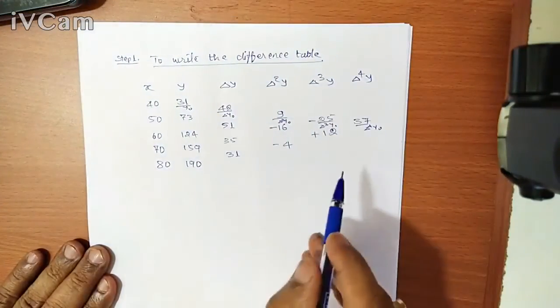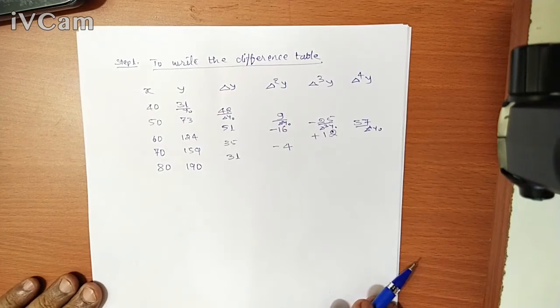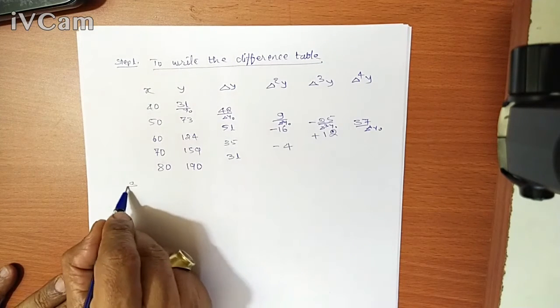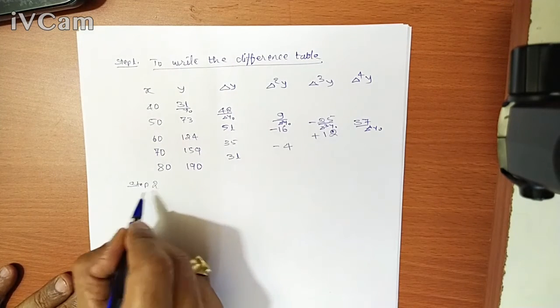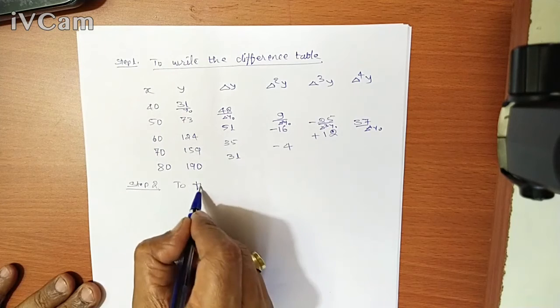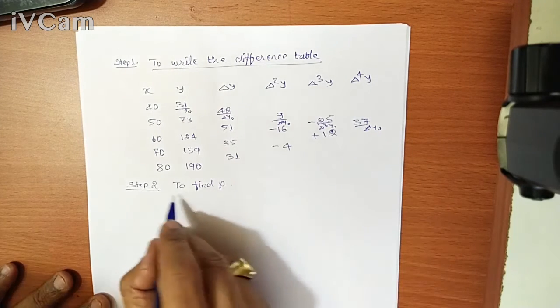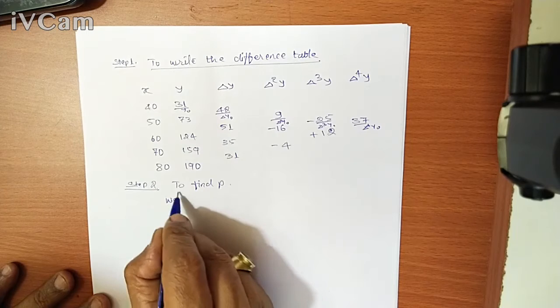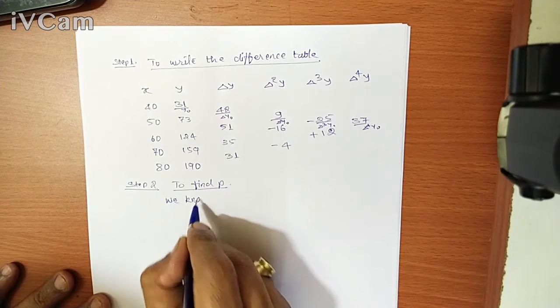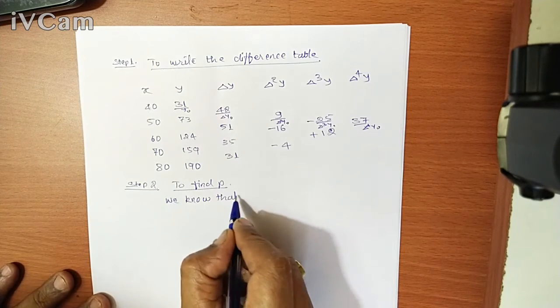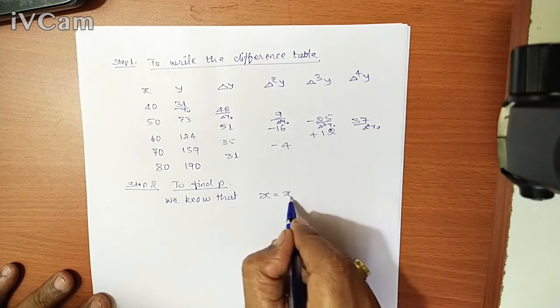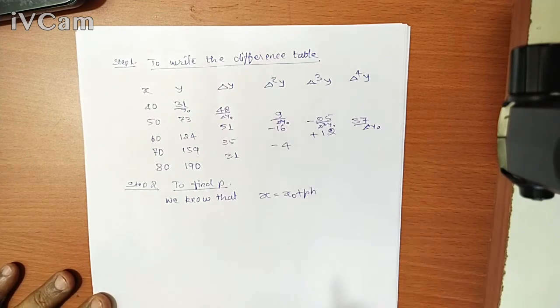Now I have to find out the formula. I have to find out P. So step 2, to find P. What should I do? P is given by what? We know that x is equal to x naught plus p times h.